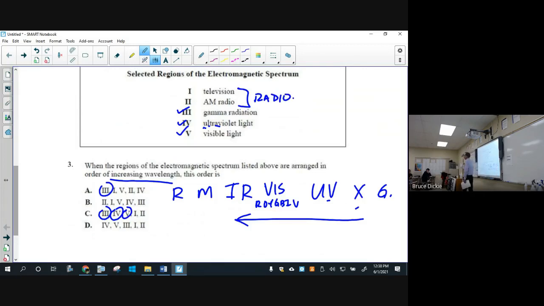Now, which one comes first? It's like Roy G. Biv, right? Different ranges of frequencies within visible light. Well, these are different ranges of frequencies within radio waves. But you don't need to know different bands of frequencies within radio waves.